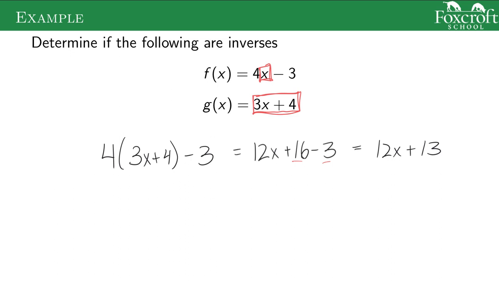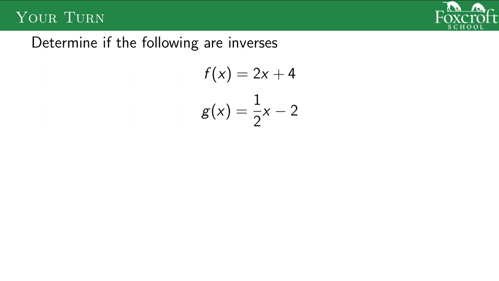I can't combine 12x and 13. There's no other terms. All right, so are these things inverses of each other? The answer is no. All right, why not? Because when I do one and the other, I get something more complicated than just x. I didn't get back to where I started with. All right, I started at x, but I didn't get back there, so these things could not be inverses of each other.